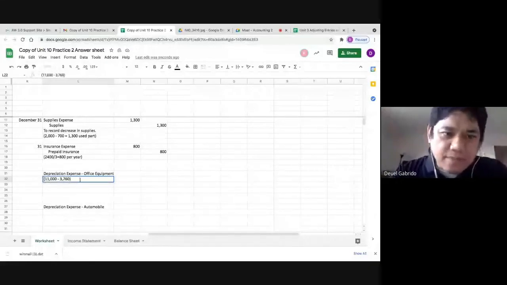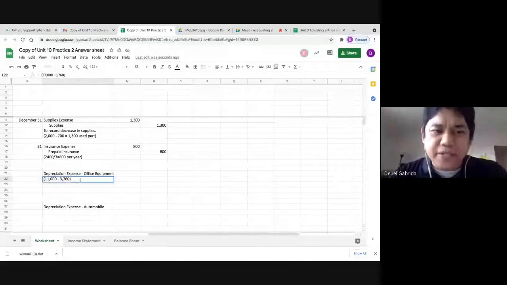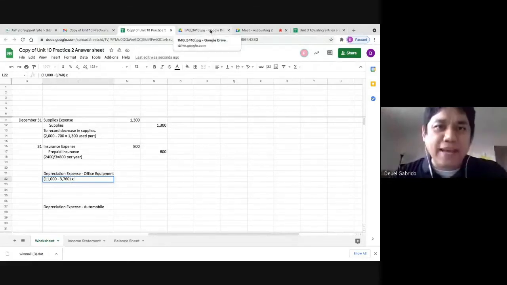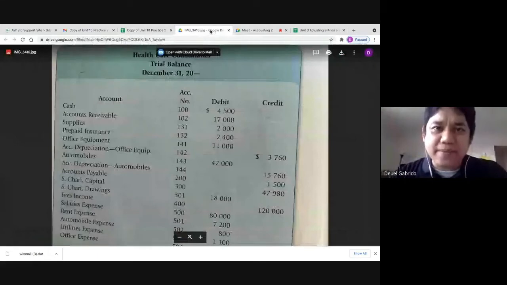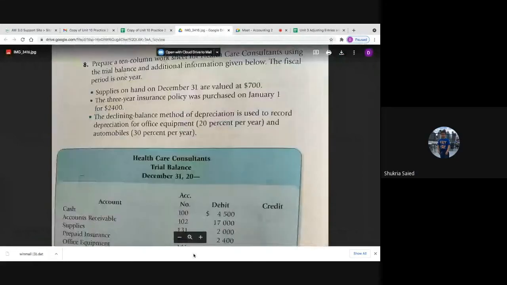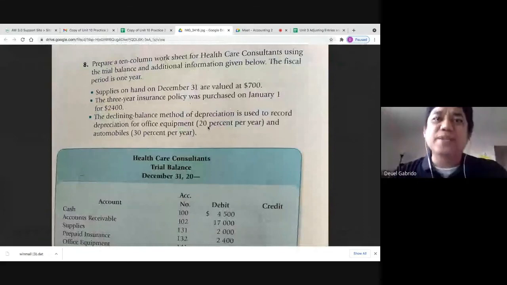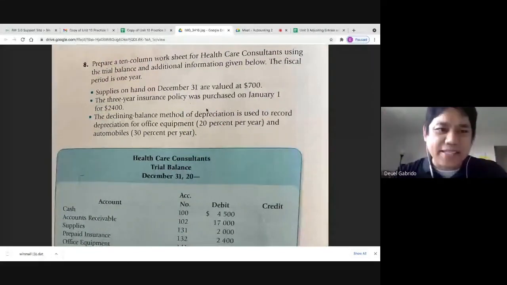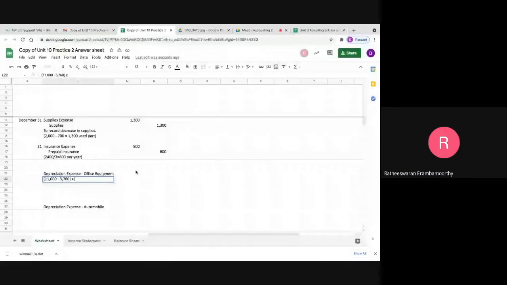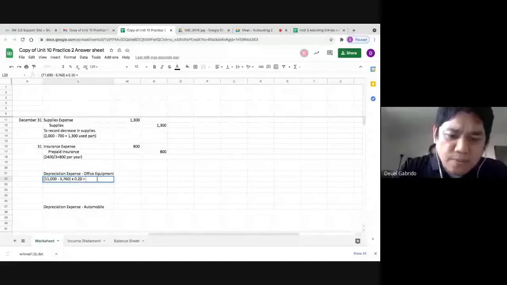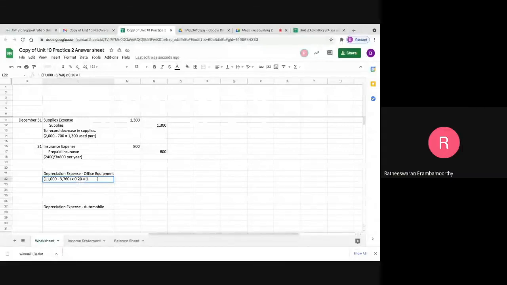After getting the difference, what shall we do to get the depreciation, the decrease? Multiply by, what's the rate? Office equipment, 20%. So that's the first way. Can you calculate for that, please? How much is your depreciation? 1,448. Yes. Okay. So check that one if that's right.